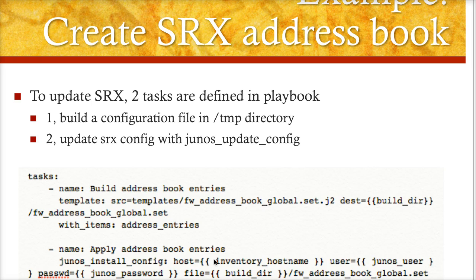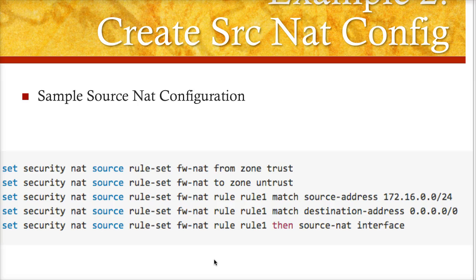if you understand this, we can go ahead and tackle the next step, which is creating the source NAT config, right? So this is very similar to the address book configuration. So first you will build a config file. This is a sample config file for source NAT, right? So from zone trust to untrust, you will change the source IP address to the interface IP address of the SRX. So basically that's it.